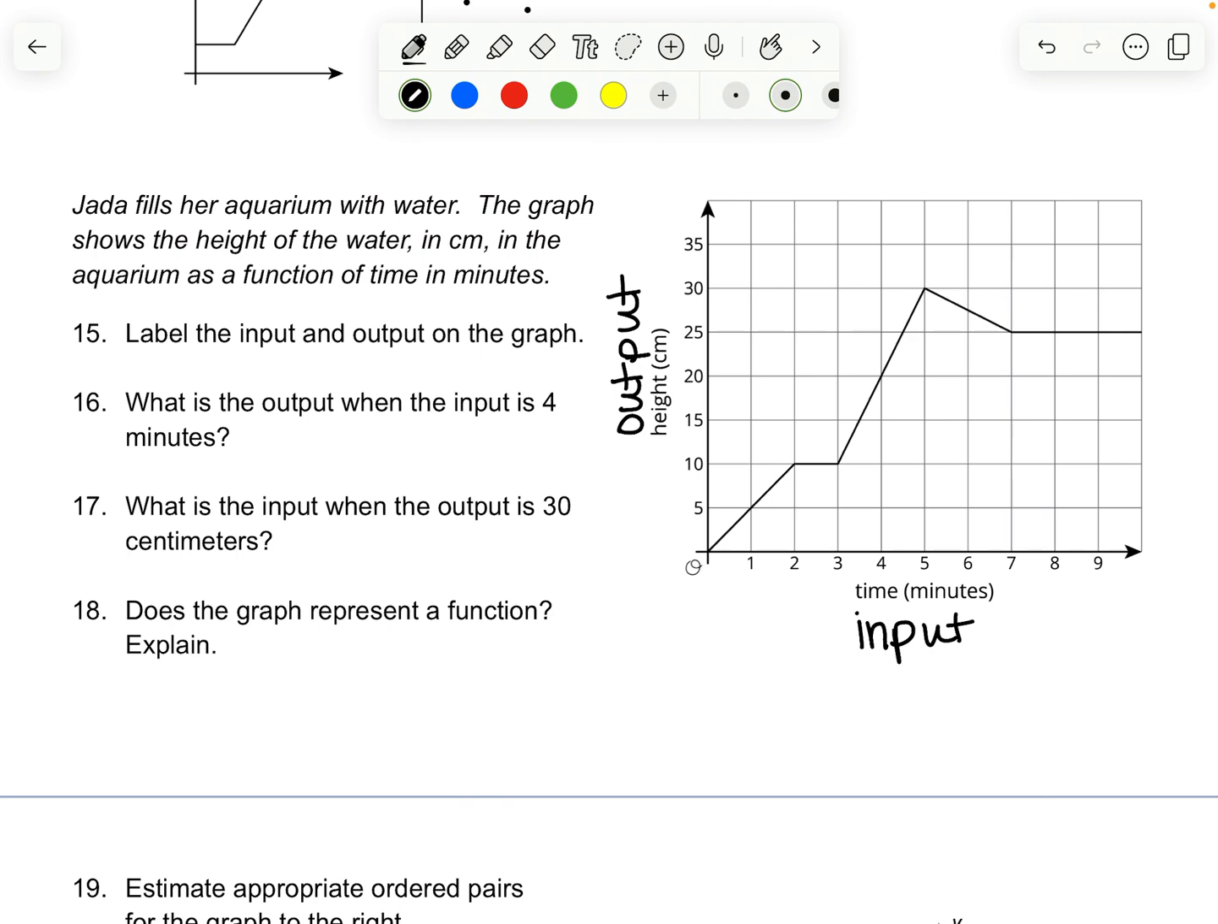For number 16, what is the output when the input is 4 minutes? So I'm going to highlight. I go to 4 minutes, and I highlight up to where I think it crosses the actual function, or the line, on the graph. So if I go up from 4 minutes and go to the left, it looks like I should be at 20 centimeters.